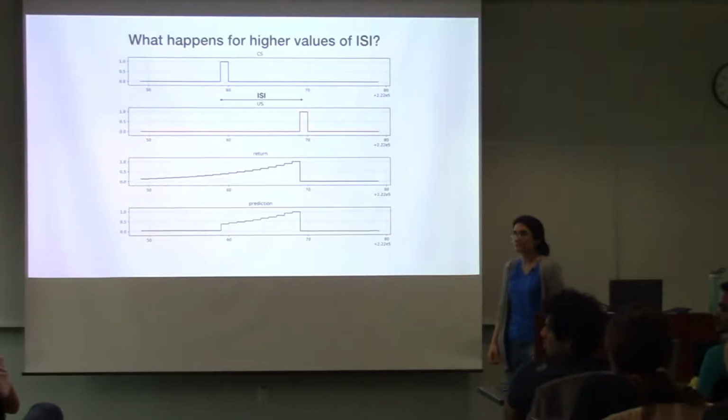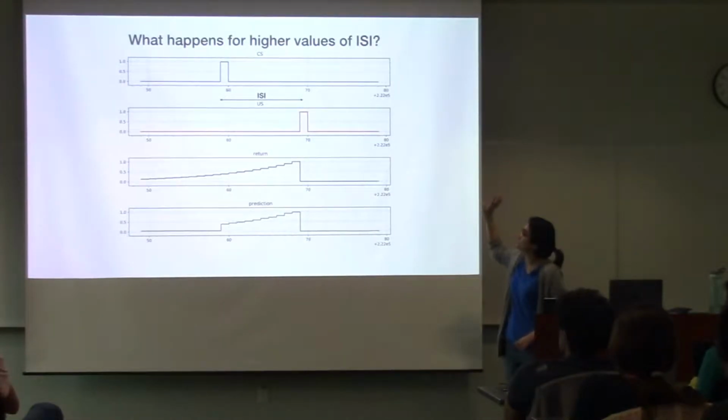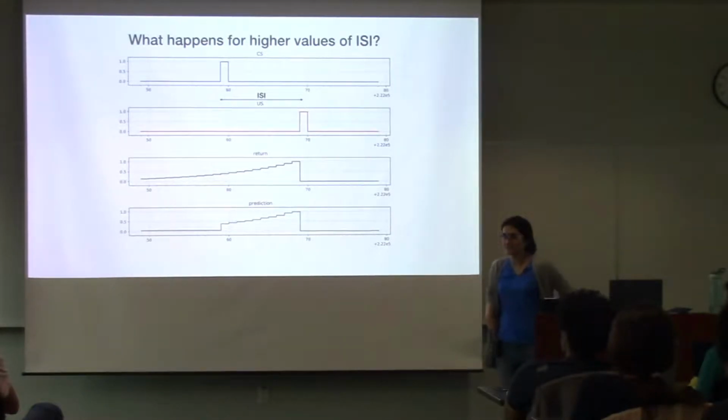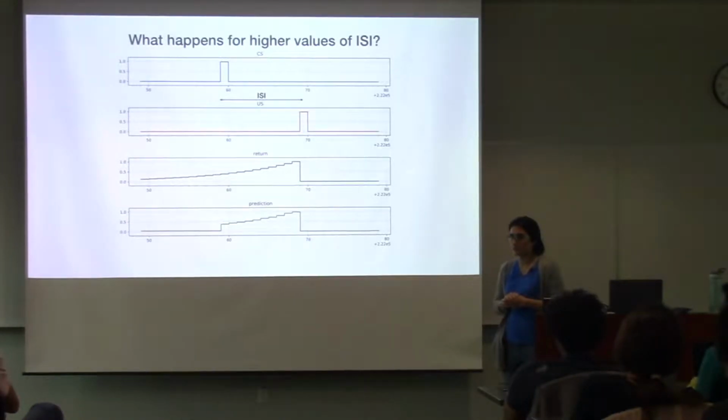The ISI was always 10? Before this slide, yes. I use a fixed ISI. I didn't use a variable ISI. What is the sum of discounted US? At each time step we have a US, right? It can be 0 or 1. You can think of it as reward.